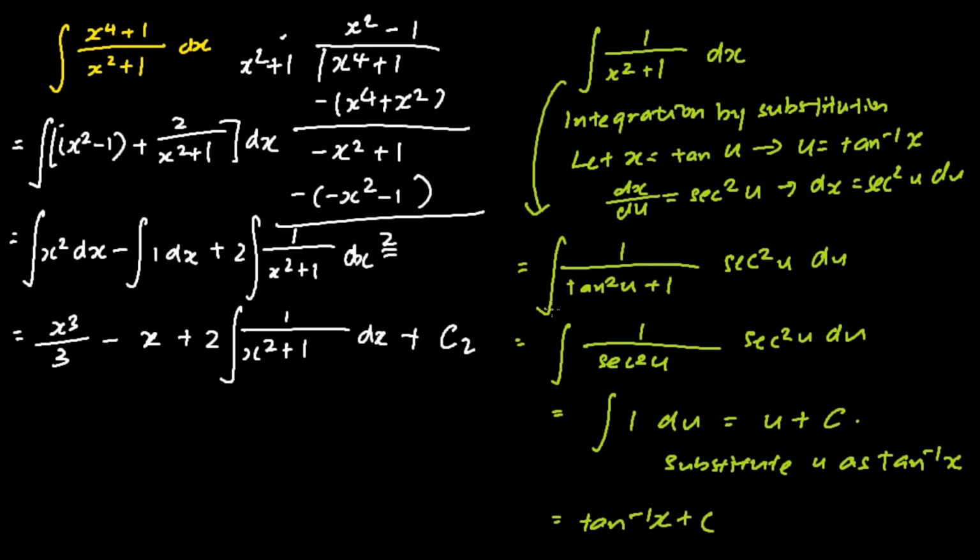So applying this solution to my problem down here, I will get the following. The final answer of the integration of (x^4 + 1) over (x^2 + 1) dx is x^3 over 3 minus x plus 2 tangent inverse x plus c.